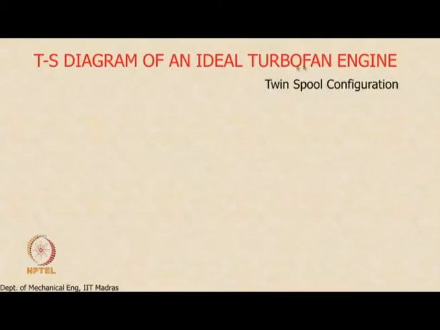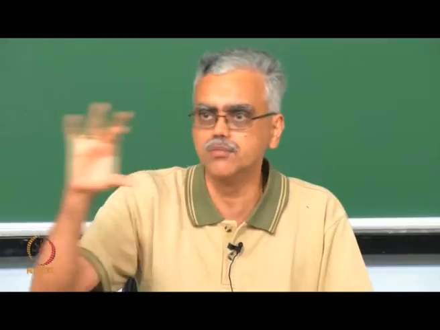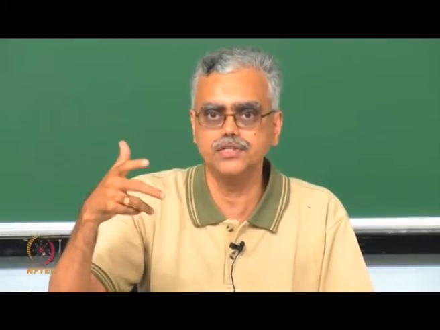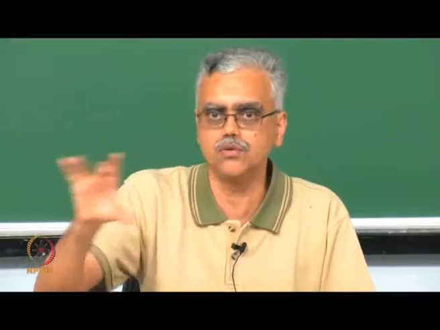So that is why it is called a twin spool configuration, and let us see what this looks like. As you can see from here, this TS diagram corresponds to the basic turbojet part of the turbofan engine. That is why I am calling this the core engine or hot stream. If you remember, the core engine or hot stream is the engine in the innermost part of the entire engine. So the fan bypasses the air around this core engine.